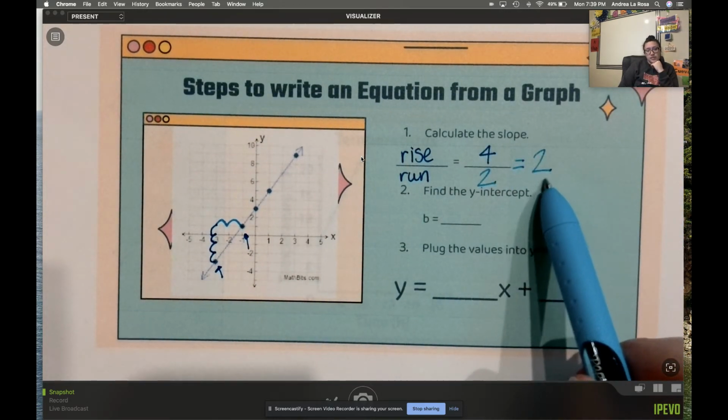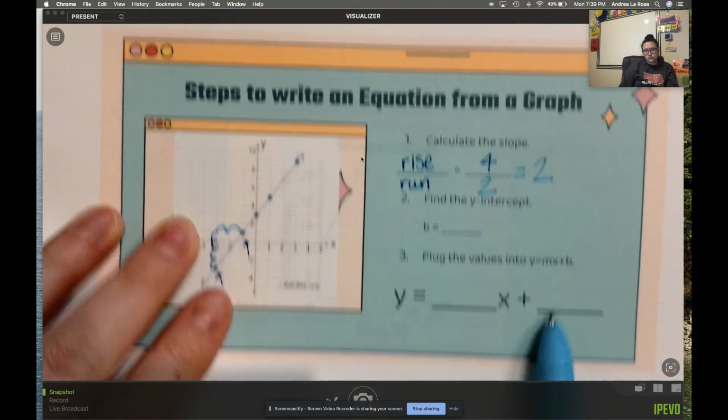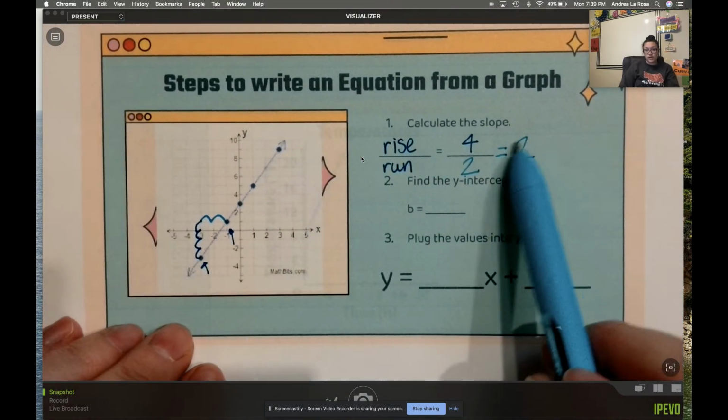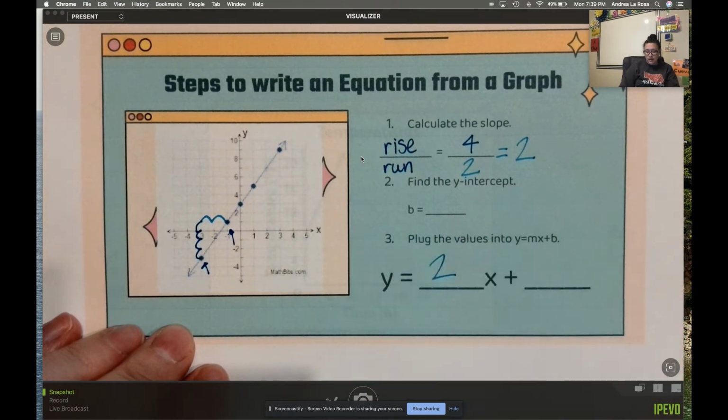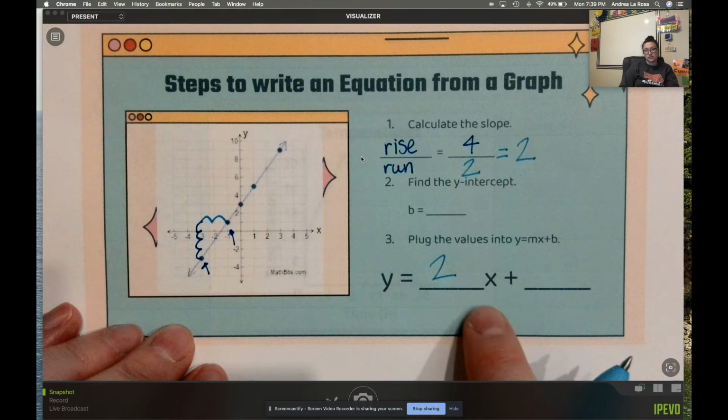So my slope, this 2, does the slope go with the x or all by itself? Remember, slope goes with my x. So in my equation, I'm going to take that 2 and plug it in. My slope goes with my x. They're married. My m is married to my x.